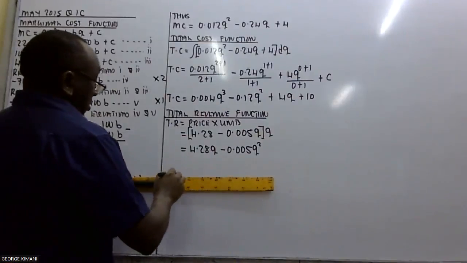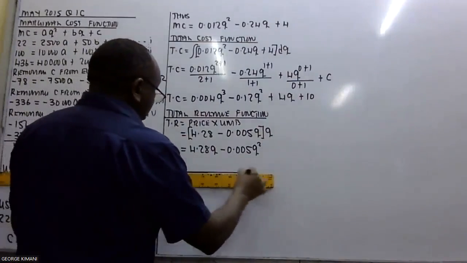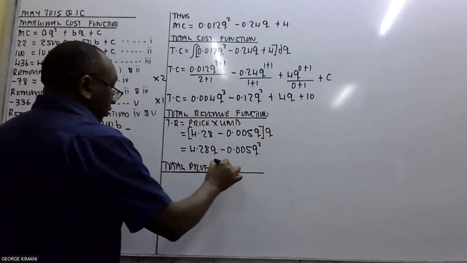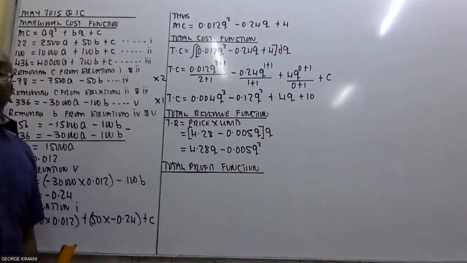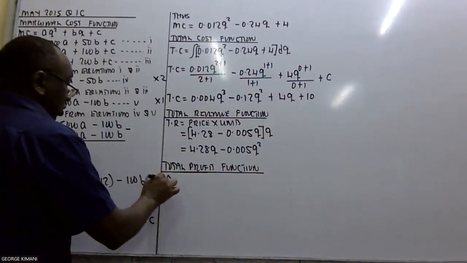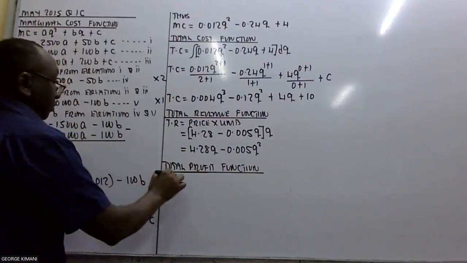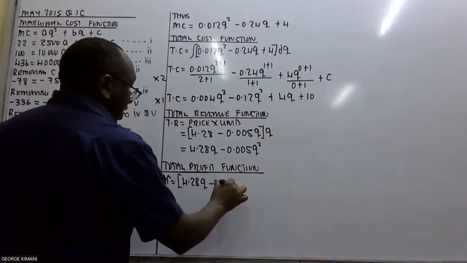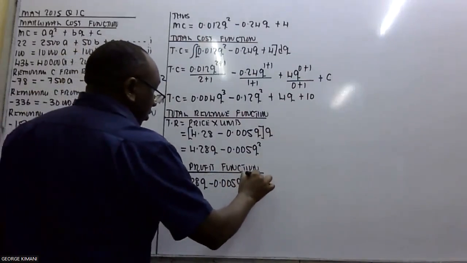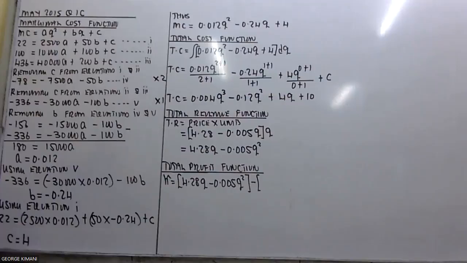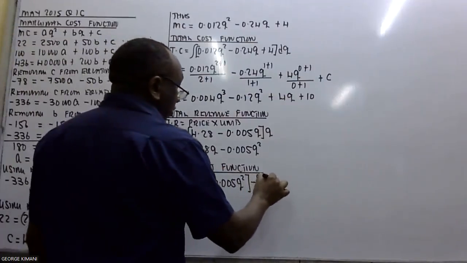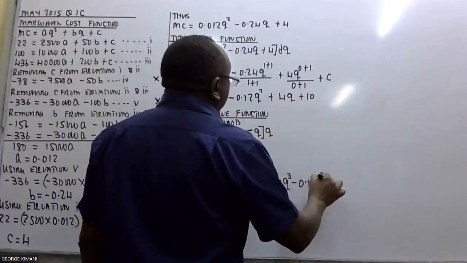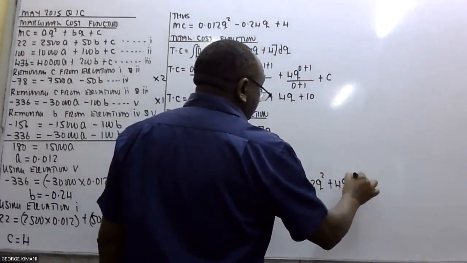Now we are at the place of looking for the total profit function. Now the total profit function, pi, we know that we need to get the revenue, which is 4.28 Q less 0.005 Q squared, that is the revenue. Then you minus the total cost. The total cost, we have it here as 0.004 Q cubed minus 0.12 Q squared plus 4Q plus 10.